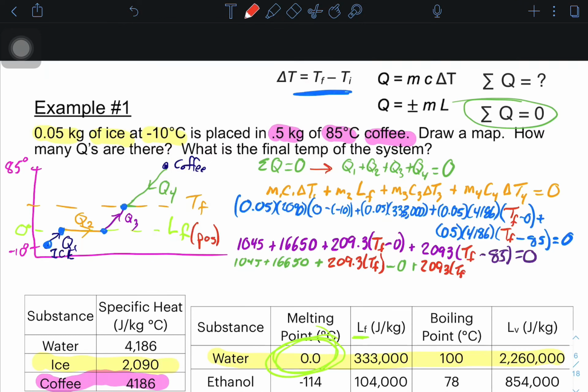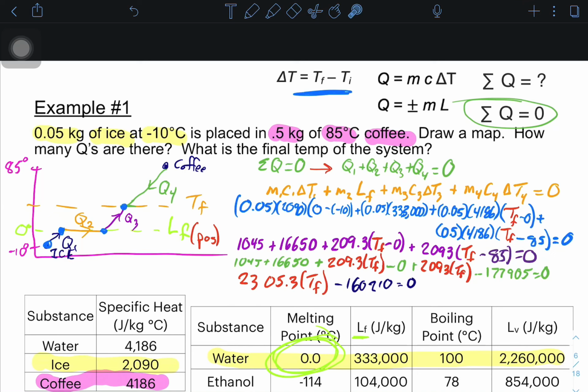2093 times TF and then minus 177,905, which is equal to 0. I'm going to combine all my TFs, which are written in red, and we get 2305.3 times TF. And then I combine all my non-TF terms, which are written in green in the previous line, of negative 160,210, which is equal to 0.